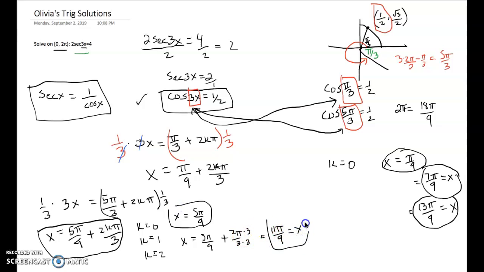And the last x is going to come about by saying, what if k is 2? So I would have x equals 5 pi over 9 plus, and here we would have 2 times 2 is 4, so I would have 4 pi over 3, but finding the common denominator, that would make 12 pi over 9, and 12 plus 5 is 17. So I would have 17 pi over 9 equals x. That is before 18 pi over 9, right?